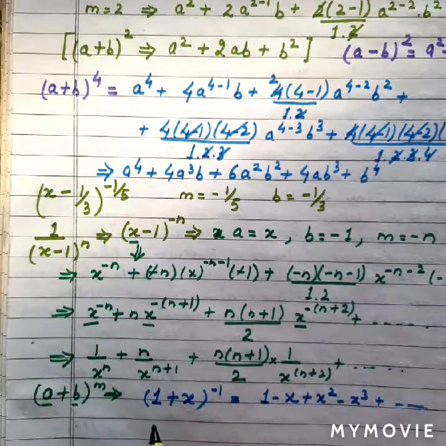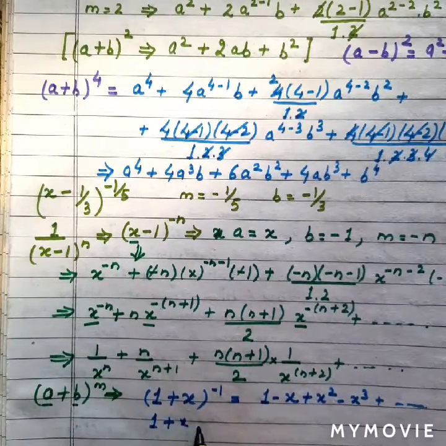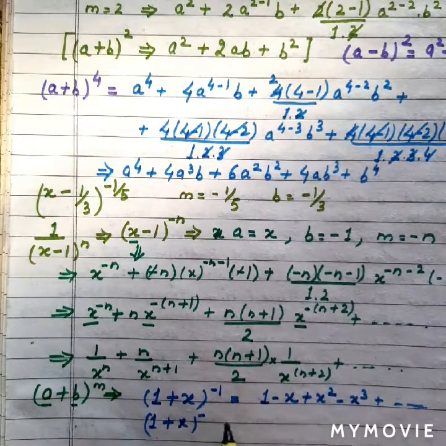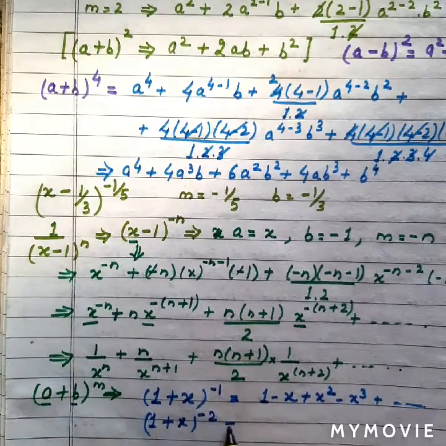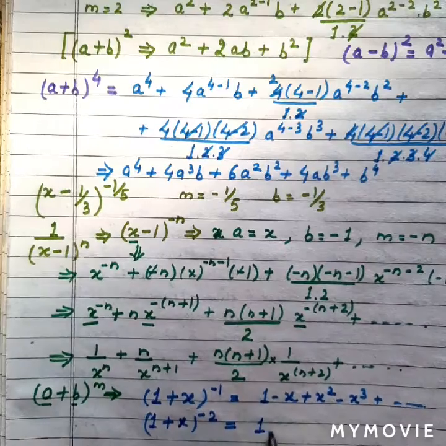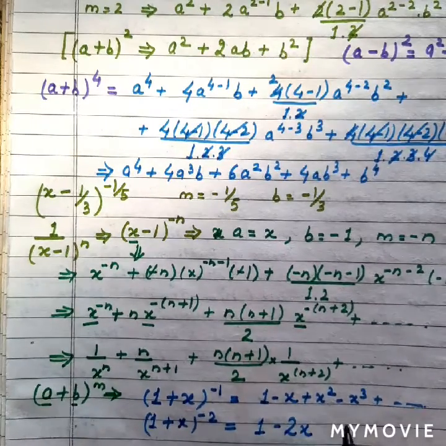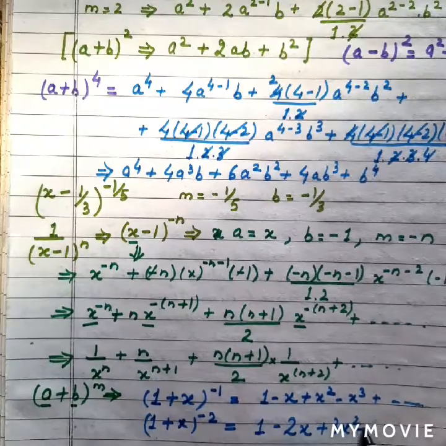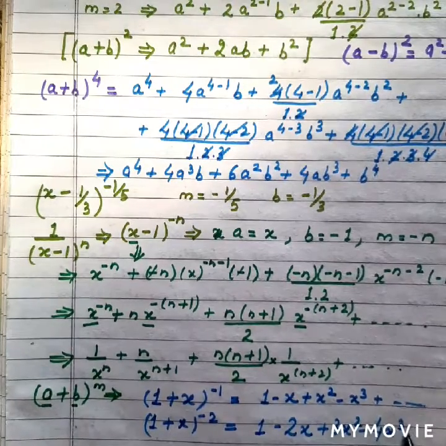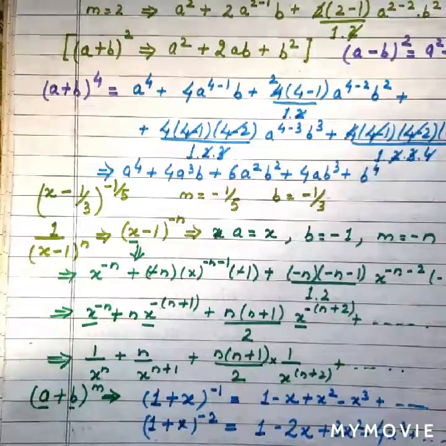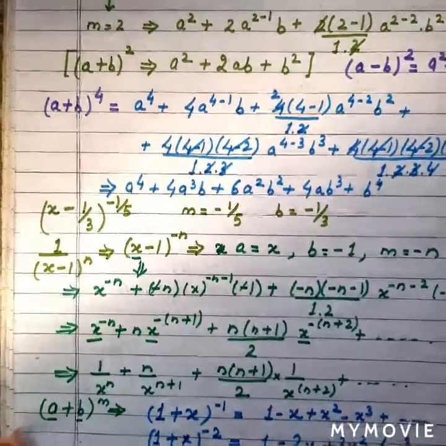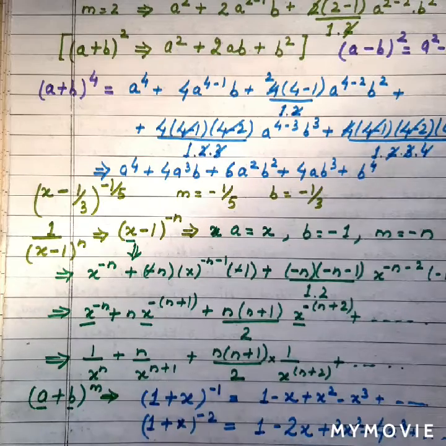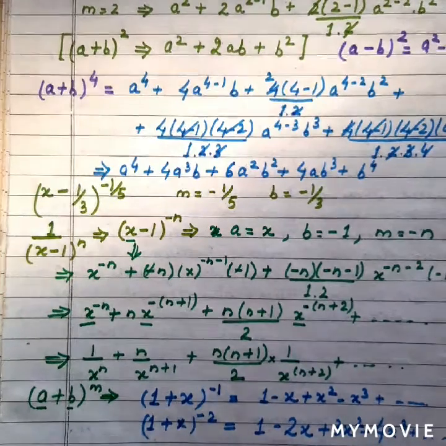And the second problem that you will do is 1 plus x raised to power minus 2, and this will be equal to 1 minus 2x plus 3x square minus 4x cube. In such ways you can solve these problems. In case you find it difficult to do, then I will explain these expansions in another video.